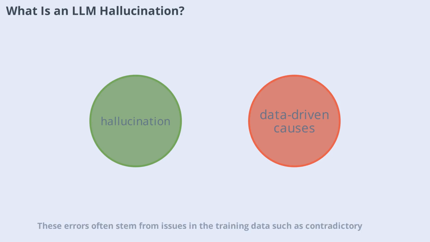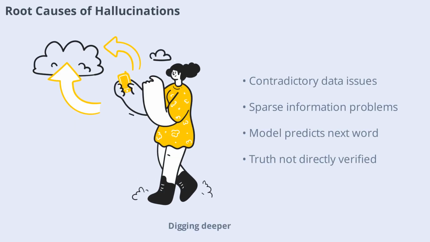These errors often stem from issues in the training data, such as contradictory, noisy, or sparse information. On the mathematical side, the model is designed to predict the next word, not to verify truth. So, if the correct answer is rare or unlikely in its learned patterns, the AI might generate a plausible but incorrect response.